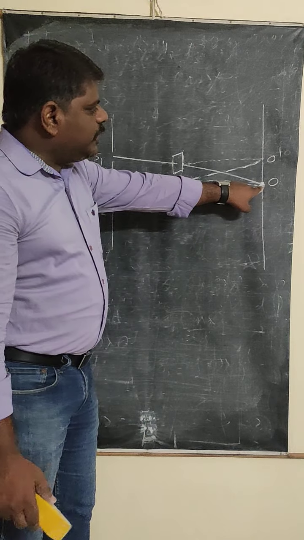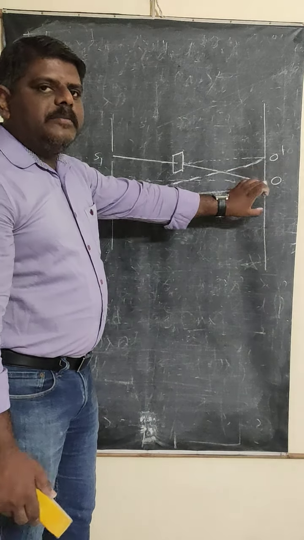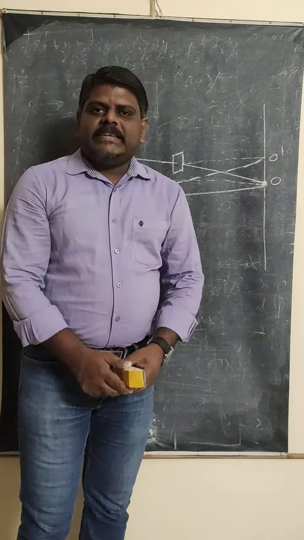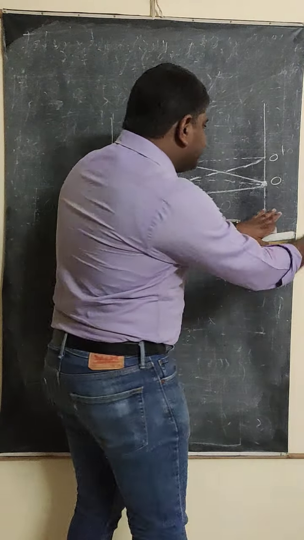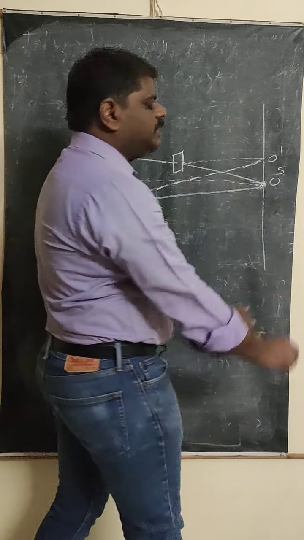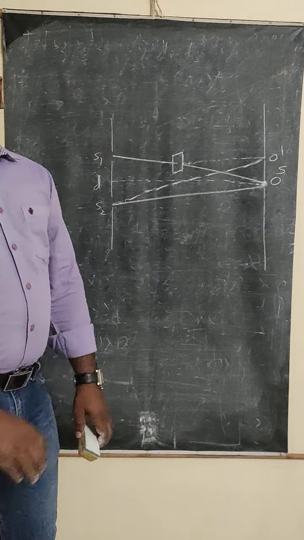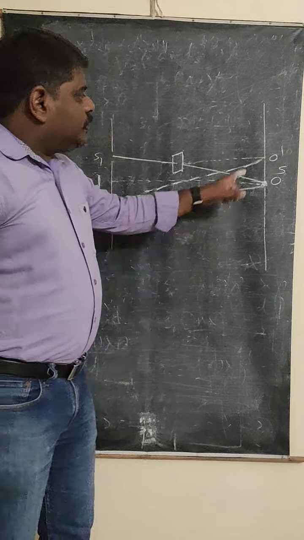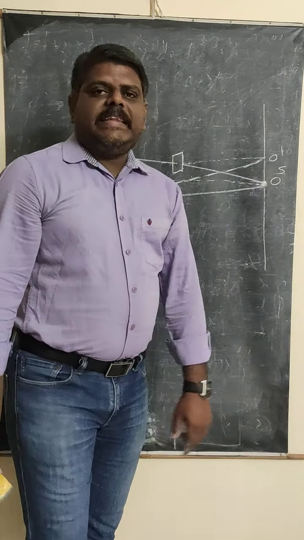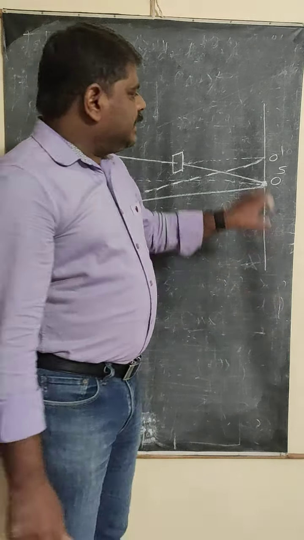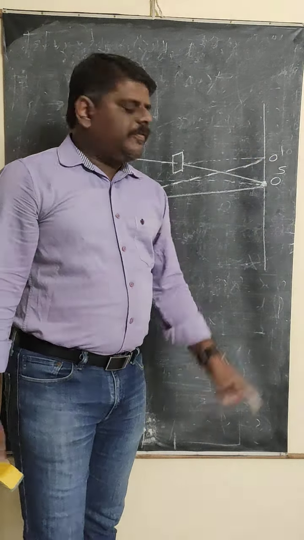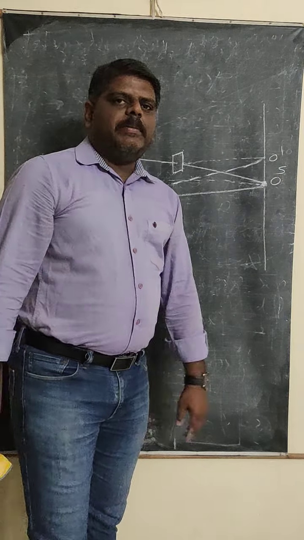And here what is going to happen? The central bright band is shifting. How much is it shifting? It can be represented by S. This concept is very important, you have to remember. So, due to the introduction of a thin transparent glass plate, the central bright band is going to be shifted from O to O dash, which can be represented by S.